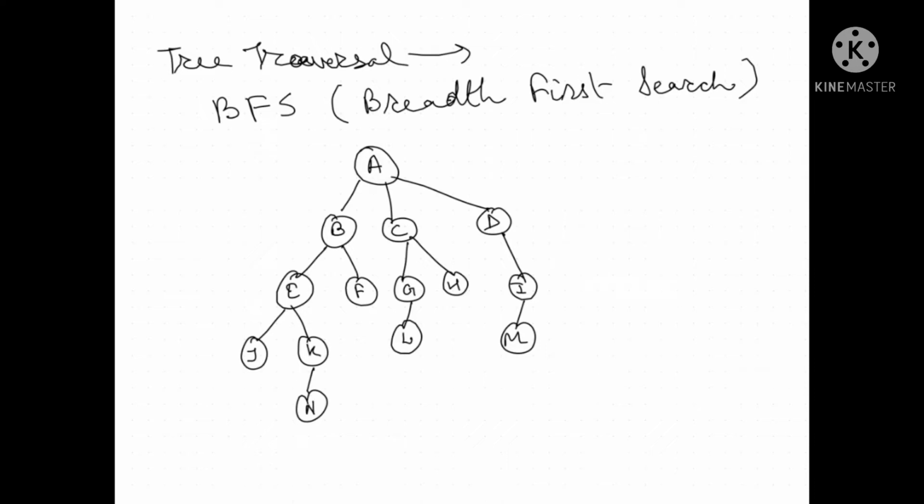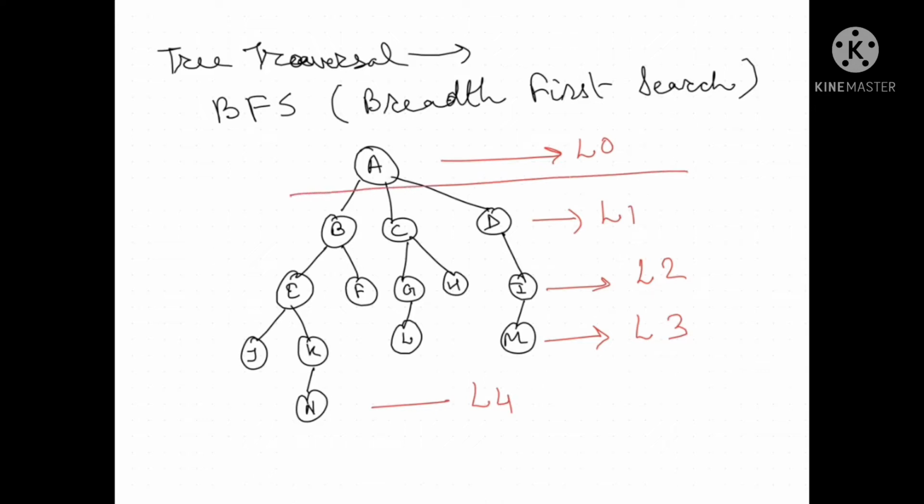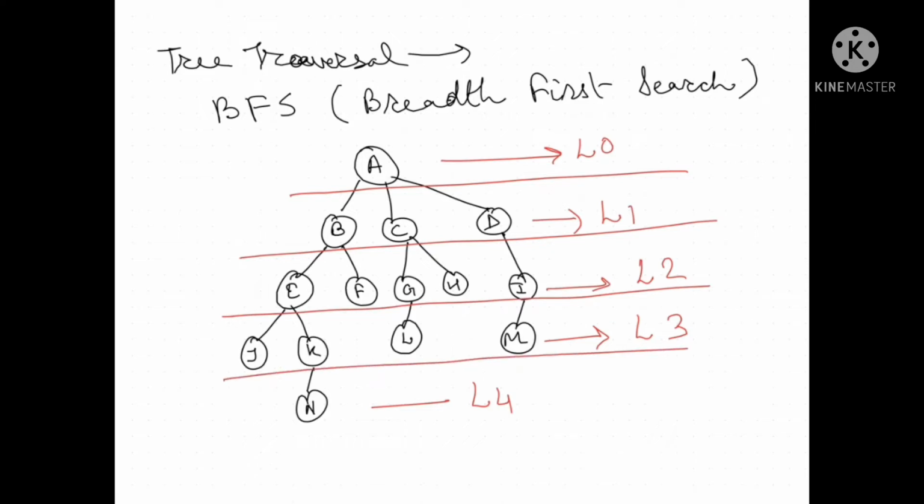Now what we are going to do is start moving. First of all, the travel happens level by level. So what do we mean by level? This is my level 0, this is my level 1, this is my level 2, this is my level 3, and this is my level 4. So each of these is one level. That is what I'm trying to tell you.